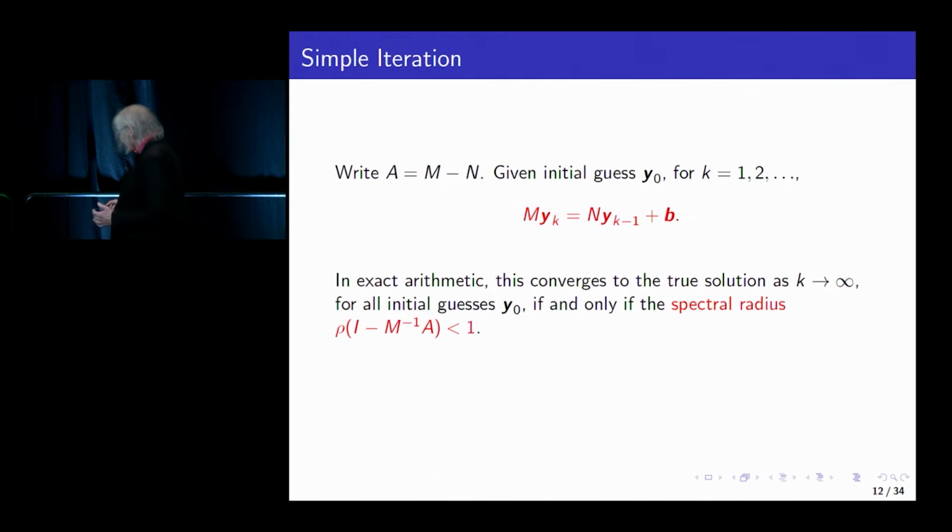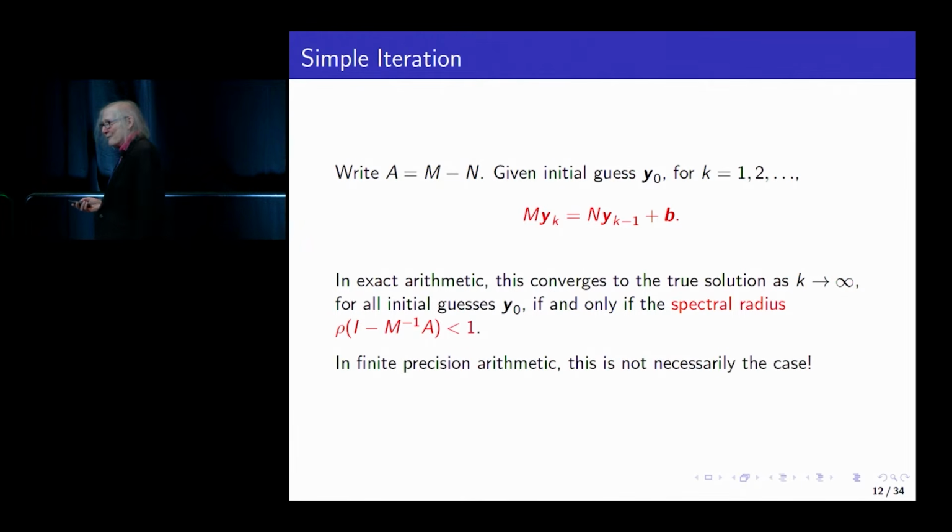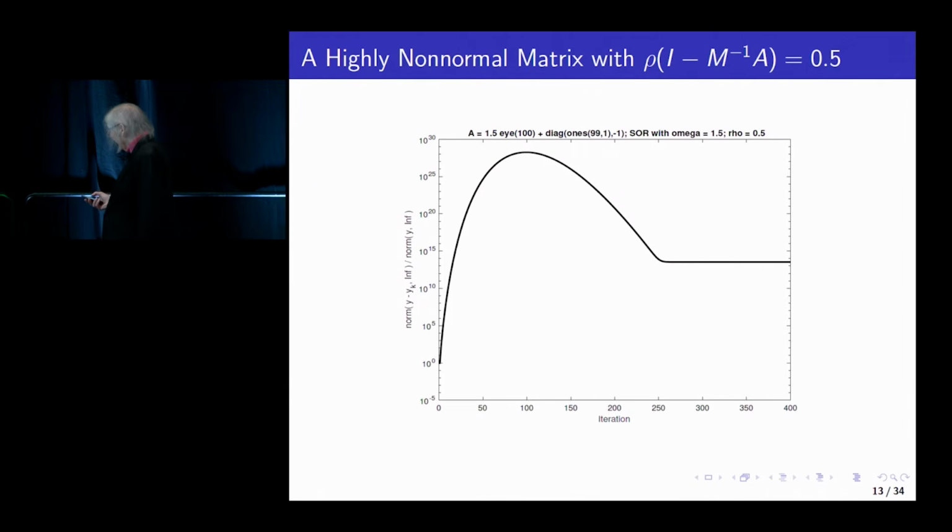In exact arithmetic, this converges to the true solution as k goes to infinity for all initial guesses y_0 if and only if the spectral radius of the iteration matrix, I minus M inverse A, is less than 1. In finite precision arithmetic, this is not necessarily the case, and it's actually pretty easy to see what can go wrong.